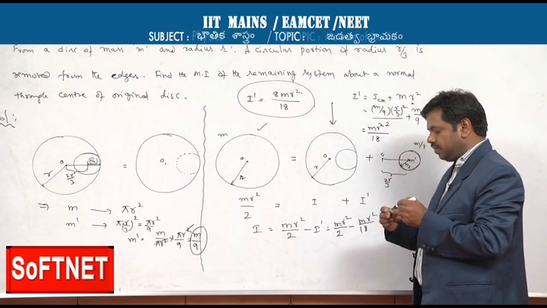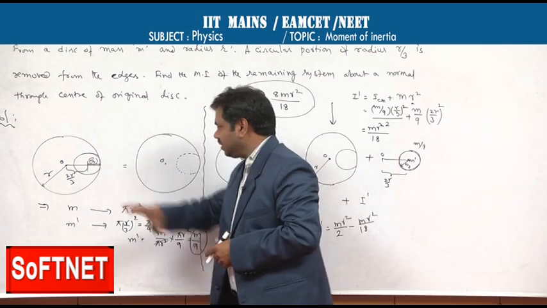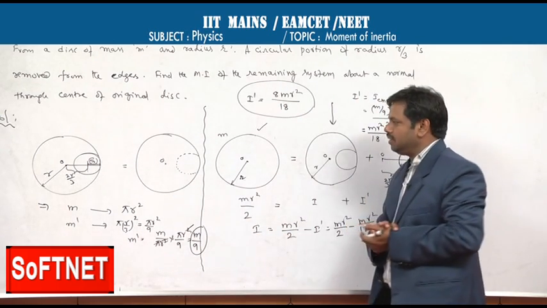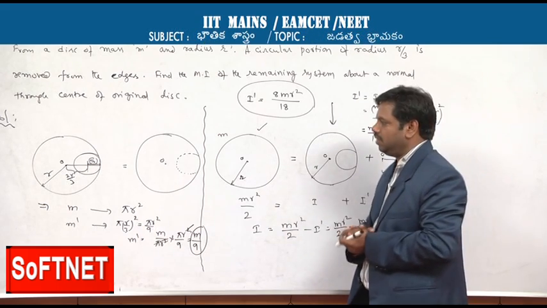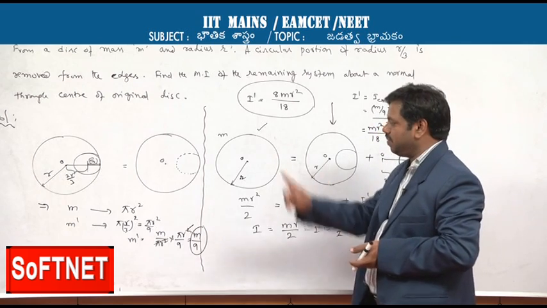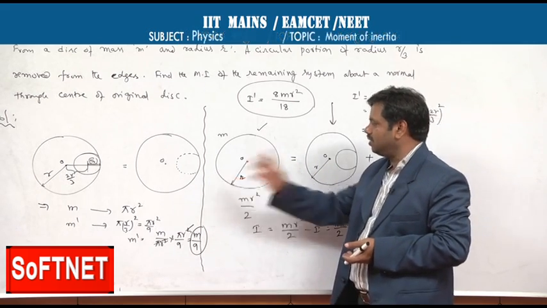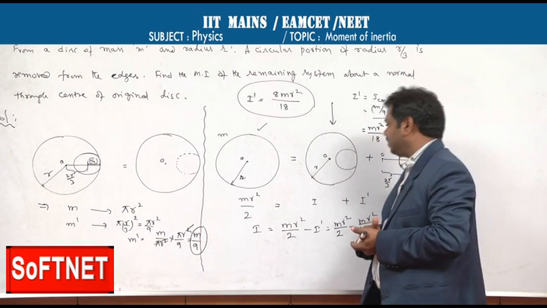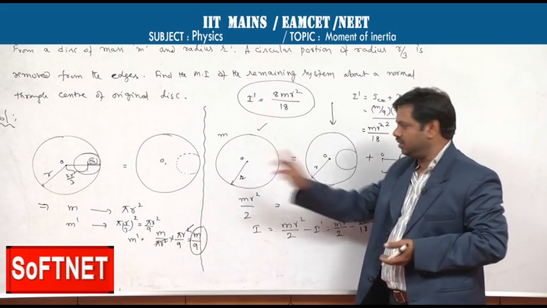How we solved this one? Check it once again. Here actually a disc is given to you, and from the disc a small disc is removed, and you are asked to find out the moment of inertia of the remaining part about the axis passing through the center and also normal to the plane. So that is actually asked. So we are doing like this. So this is the full disc. You know already the moment of inertia of this one.